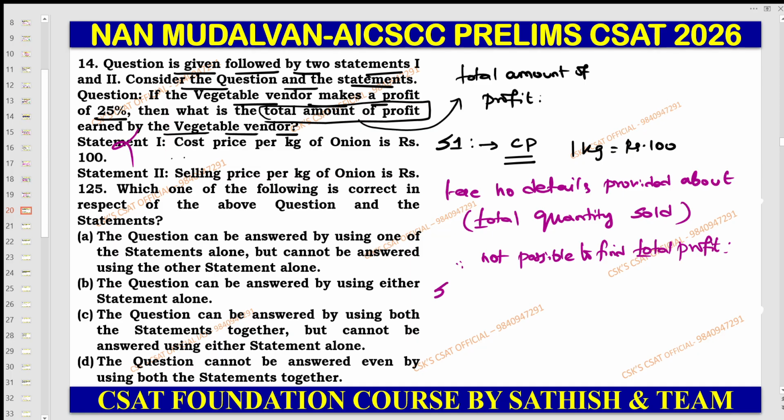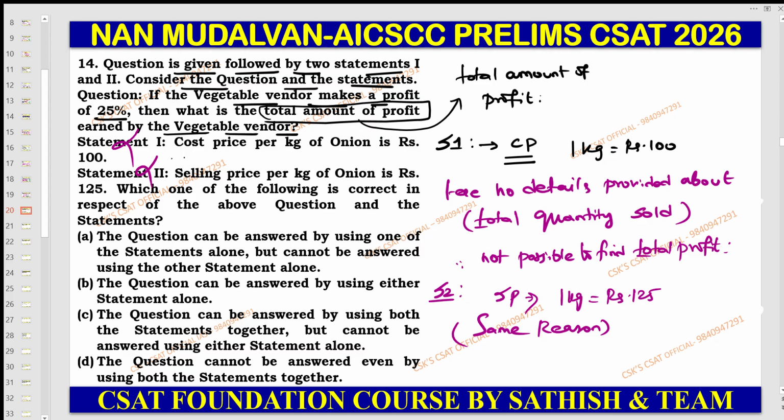Simple. Statement number 2 says your selling price per kg. So for 1 kg you are doing a selling price of rupees 125. This alone you know. With this, is it possible to find out the total amount of profit? Same reason. Not possible to find without knowing the total quantity sold. So therefore statement 2 also is not sufficient.